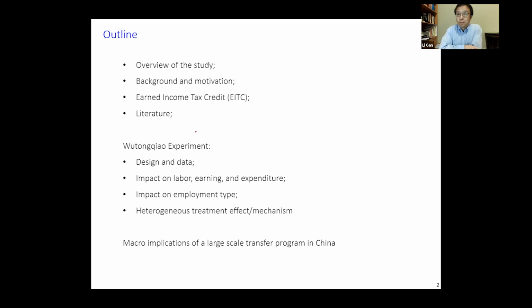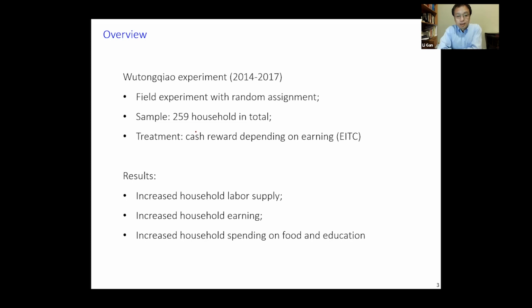All right, the experiment was conducted in Wu Tongqiao, Le San city, in Sichuan province. Le San is where the giant Buddha is. So this particular experiment started in 2014 and lasted until 2017, about 3 years ago.